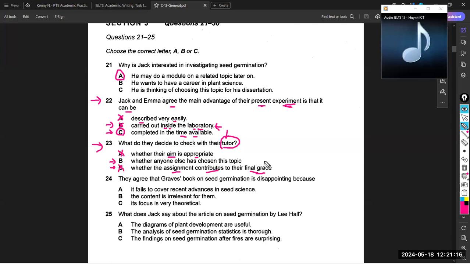But we need to be sure we're the only ones doing it. So they need to check with the teacher if any other student has chosen this topic. This is B.